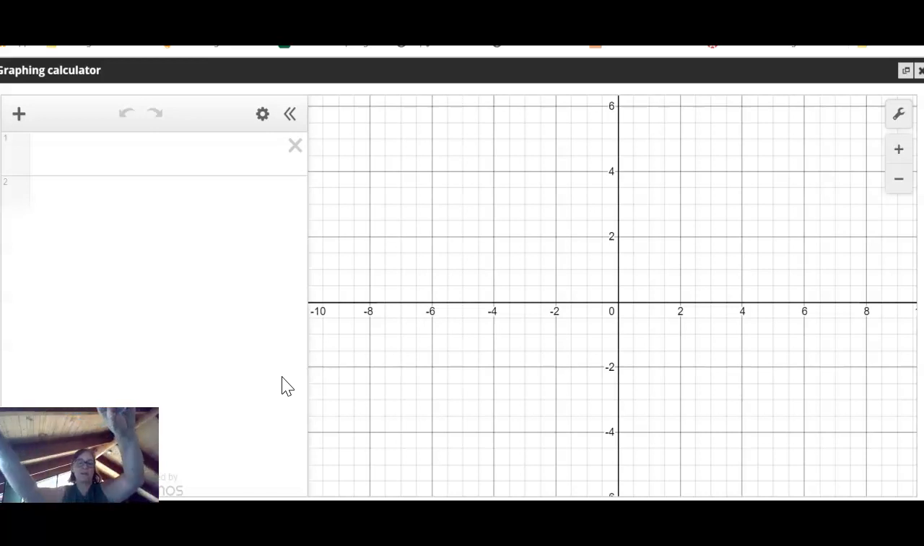Try to get this thing out of the screen. And we're going to do a couple problems on Desmos. I'll show you where this is in your book in a minute. But we're just going to graph some lines that are of the form y equals mx plus b. That's what we're going to do today.